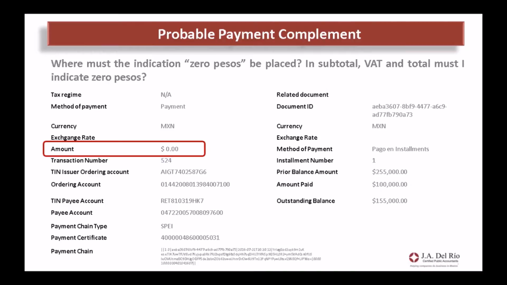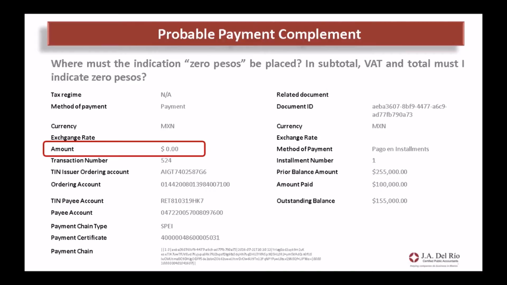For example, at the top, at the left, we have tax regime. Okay, according to the prior rule, we can use NA. Method of payment. Here we have to use the word payment, even though it's not in the code catalog that we just talked about. We will have to include the expression for payment, in the case it is a complement for installments or a complement for a payment received on a later date. So the amount, as we read on the rule, should be 0.